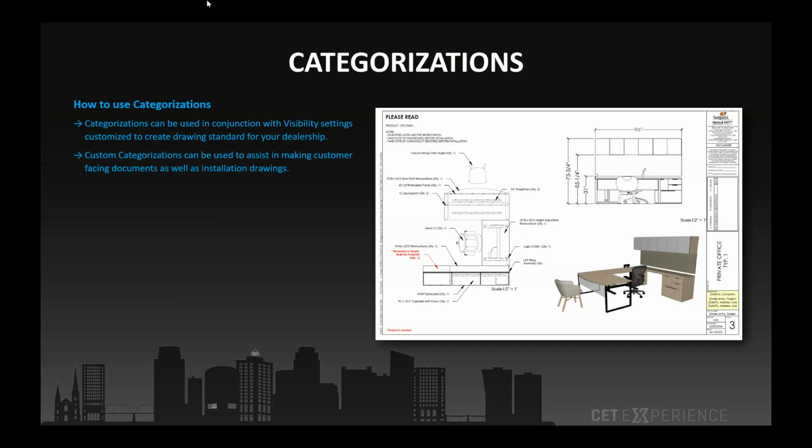How to use categorizations. Categorizations can be used in conjunction with visibility settings to customize and create drawing standards for your dealership. Custom categories can be used to assist in making customer-facing documents as well as installation drawings. So you can incorporate these categorizations into pre-made paper view templates, and we will discuss that later on. It'll help ultimately make your lives a lot easier.